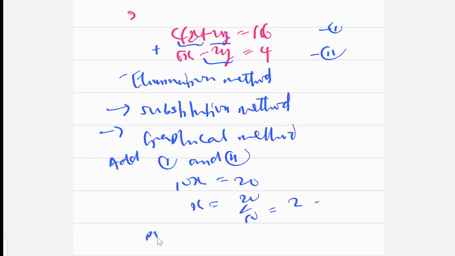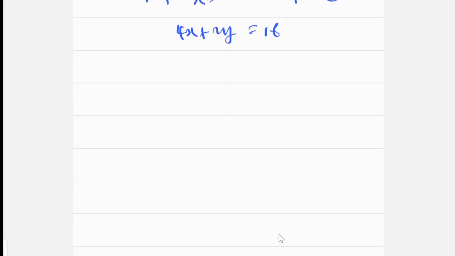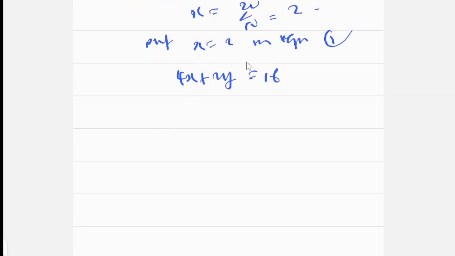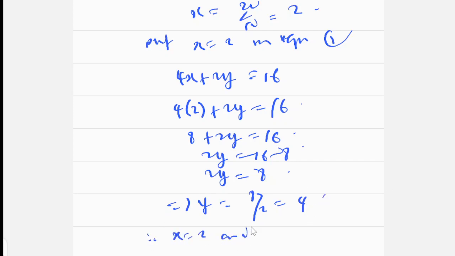Now, since you know that x equals 2, put it in equation 1 or any of your equations. Don't forget equation 1 says 4x plus 2y is equal to 16. If you substitute the value of 2 there, then I'm going to have 4 times 2 plus 2y is equal to 16. That is 8 plus 2y is equal to 16. 2y is equal to 16 minus 8. 2y is equal to 8, which implies y is equal to 8 over 2, which is 4. Then you can say, therefore, x is equal to 2 and y is equal to 4.